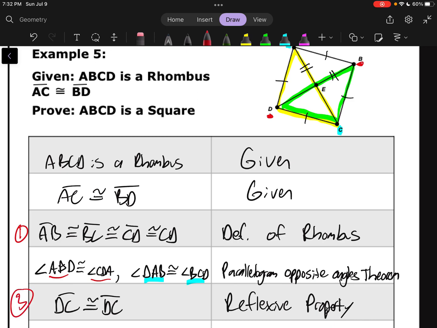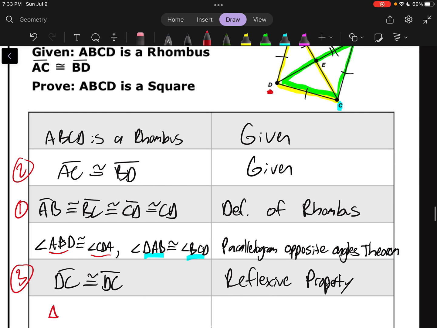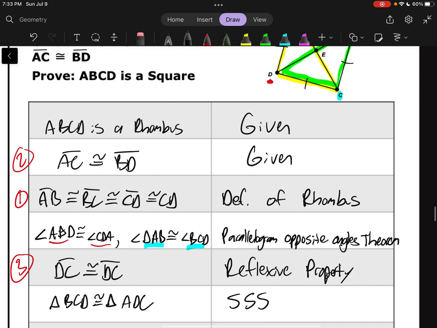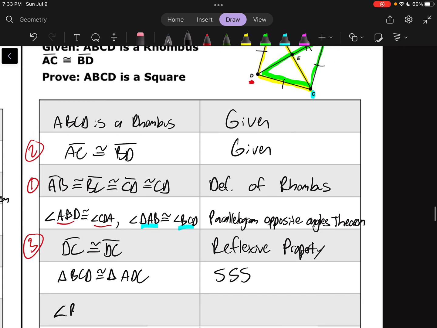Oh, and you know what? I'm a crazy person. We already had the diagonals being the same. Side AC and side BD. So we actually know that all three sides of those triangles are the same. So let's get to it. Let's get those triangles being congruent. So triangle BCD is congruent to triangle ADC by side, side, side. And that's going to be what lets us say that angle BCD is congruent to angle CDA by CPCTC.